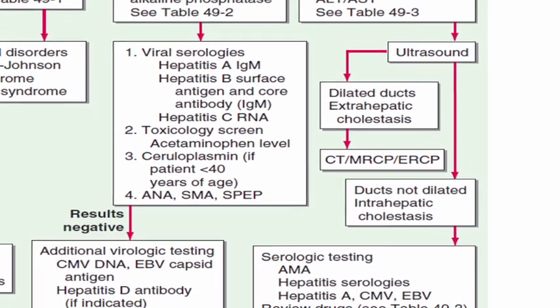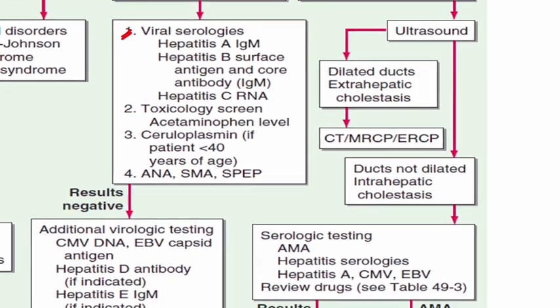Causes of hepatocellular pattern are viral serologies. First of all, virology. Hepatitis A, B, C, D, E. Any hepatitis virus can cause hepatocellular liver injury. But A, B, and C are more common. So we will do these markers initially. Then toxicology screen for acetaminophen, paracetamol poisoning. Then Wilson disease. It is very common if the patient is less than 40 years of age, right?